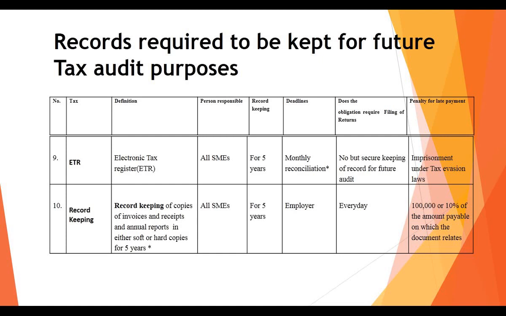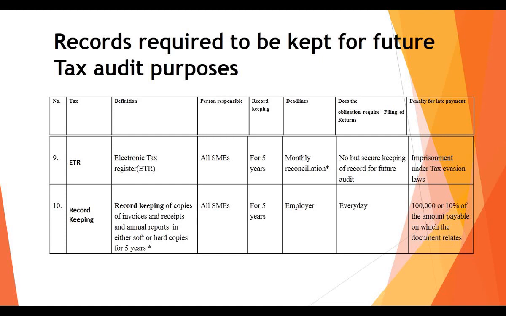Then you have the record keeping of copies of invoices and receipts and annual reports in either soft or hard copies. This is also very important. Bank statements, keep them. Invoices, purchase, received, delivery notes, all those, keep them. They are very important. The penalties, as you can see there, are normally 10% or 100,000. It's 100,000 or 10% of the amount payable.